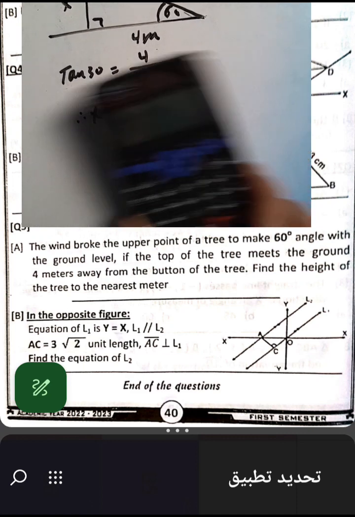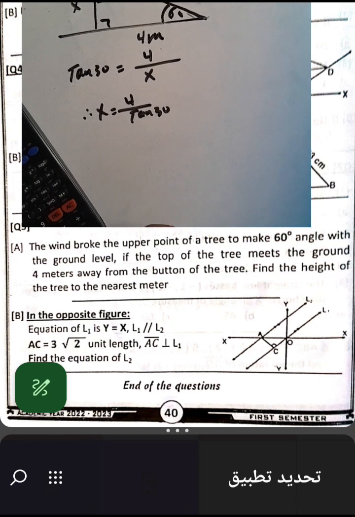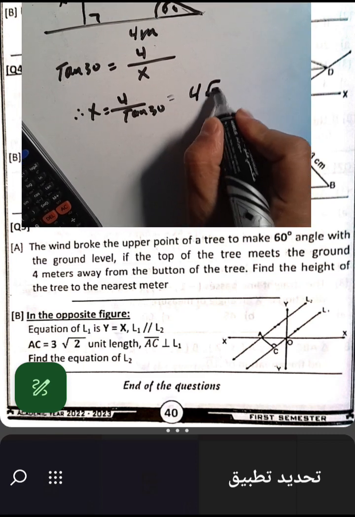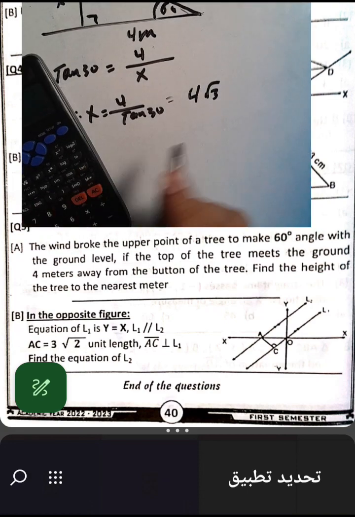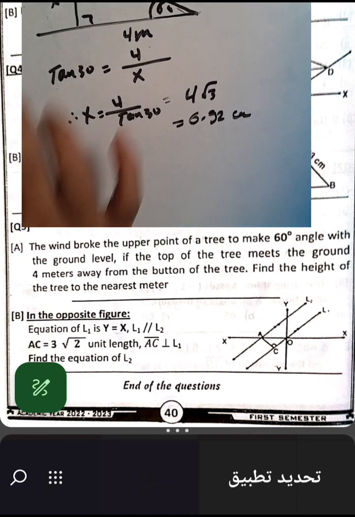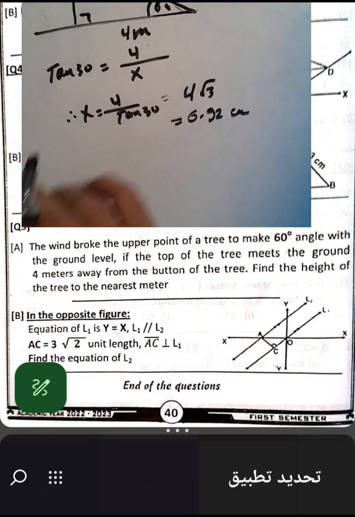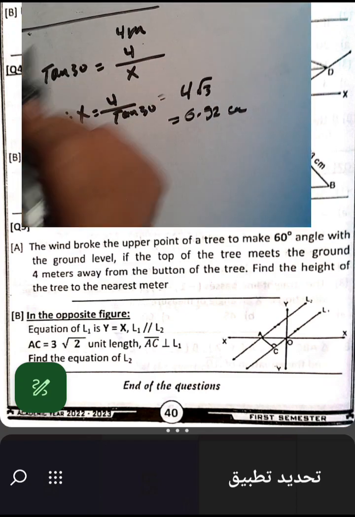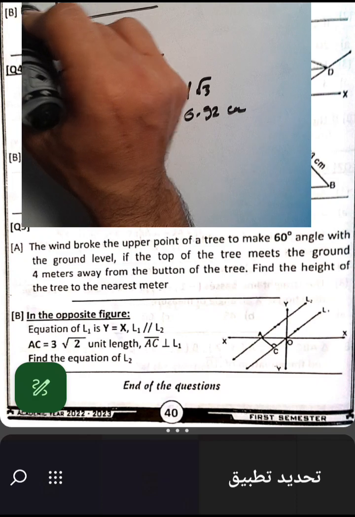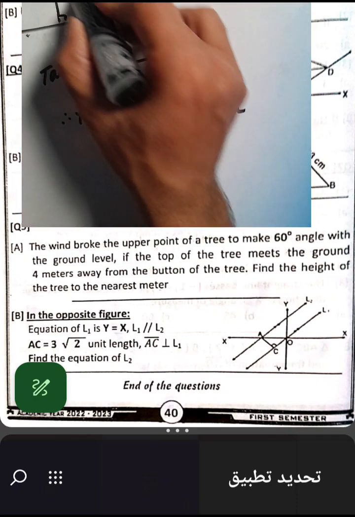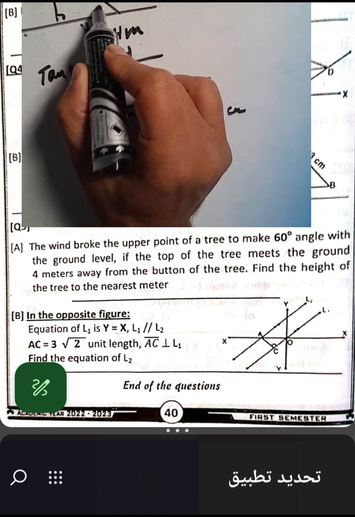The result will be 4 root 3, which is 6.92 centimeter. Then in the drawing here, the perpendicular will be 6.92, and the base here was 4 meter, and this angle is 60.